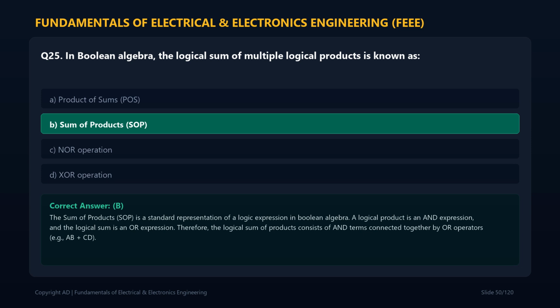In Boolean logic, a product term is an AND gate and a sum is an OR gate. The logical sum of products refers to the SOP expression where AND terms are ORed together.